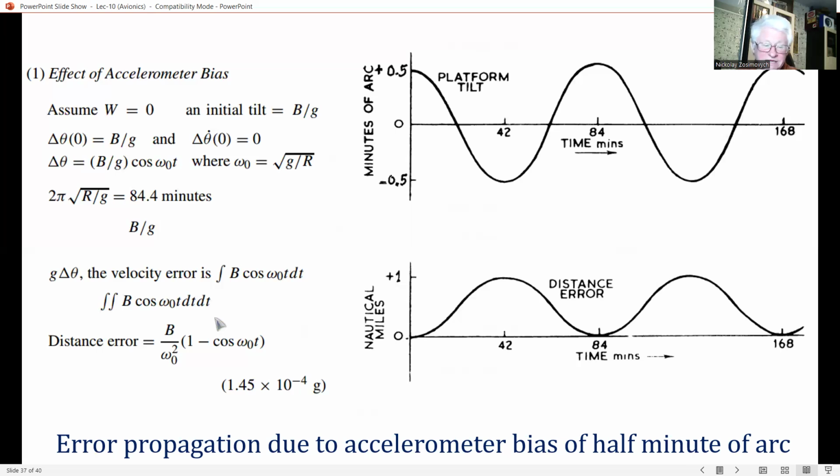Okay? And hence, we can get the distance error proportional to B over omega naught squared times the component in parentheses, 1 minus cosine omega naught T. The figure on the right side shows the effect of an accelerometer bias error equivalent to an initial tilt of half a minute of arc. That gets us 1.45 times 10 to the power minus 4 G. And this results in an oscillatory error between 0 and 1 nautical mile.